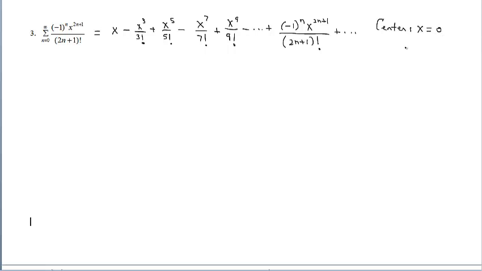Okay, all these terms are going to intersect at x equals 0, and you can quickly see that if you let x be 0 in every single one of these terms, the output, the answer, the y value, is 0. So all these points are going to intersect at the origin. All right, so let's find the radius of convergence by using the ratio test.